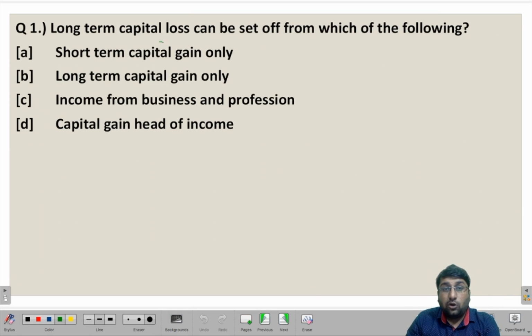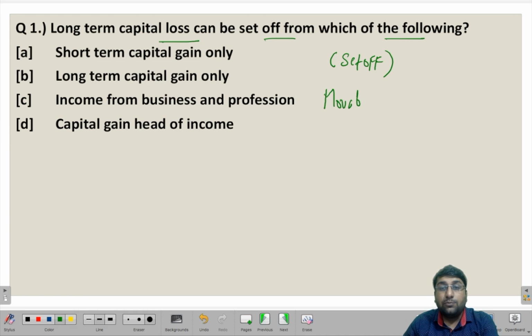Long-term capital loss can be set off from which of the following? So again the question is based on the topic of set off. We had discussed in our previous video that if we classify assets into three categories, that is movable assets, immovable assets as well as securities, then there are different time durations that tell us whether the capital gain is of short-term nature or of long-term nature.